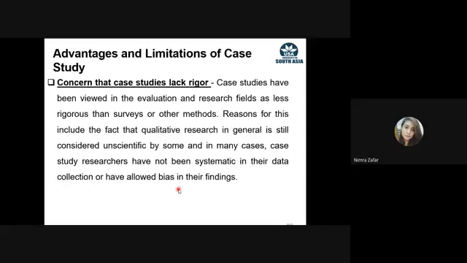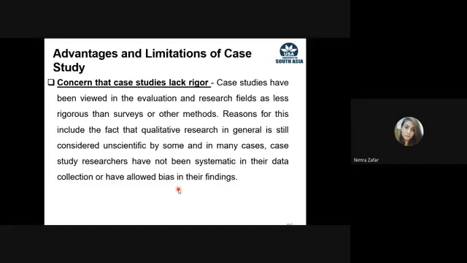So basically, case study is considered to be an unscientific process because you are studying a case. It might be possible that you represent the case in your own way, in your own opinions. So bias can be created in the findings of the case study.